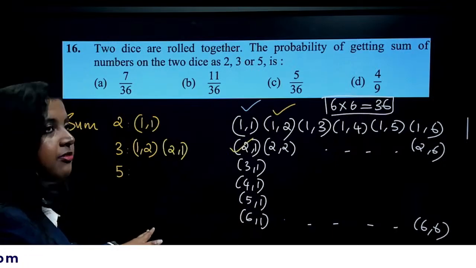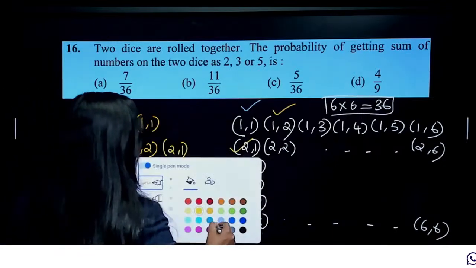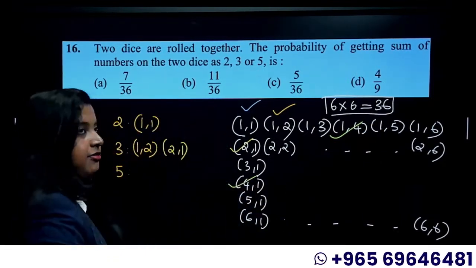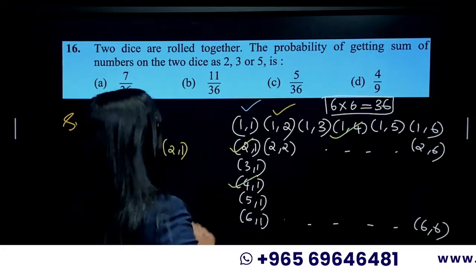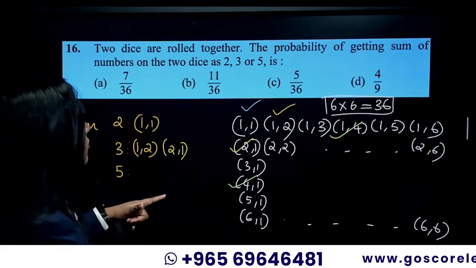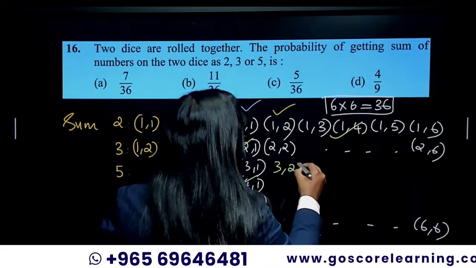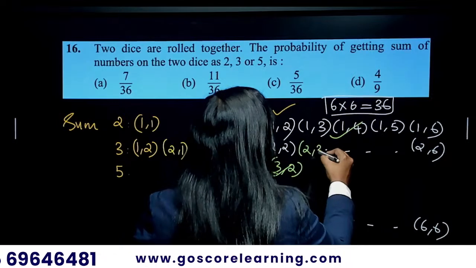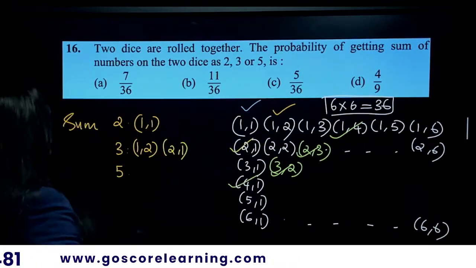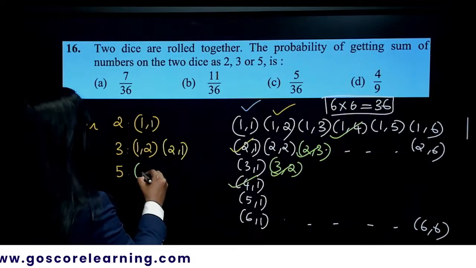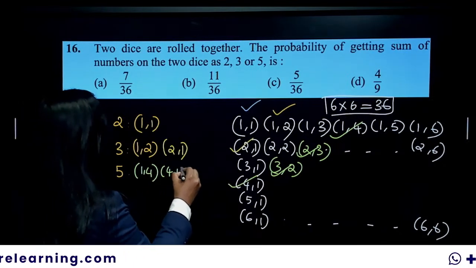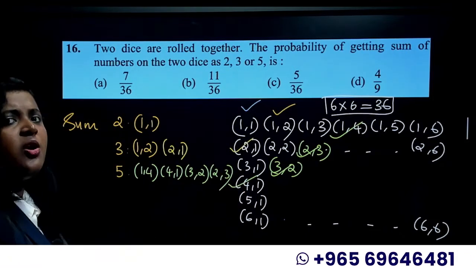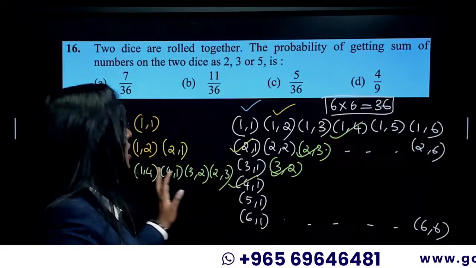Now what about 5? 1 plus 4 is equal to 5. Then 4 plus 1 is equal to 5. Then 2 plus 2 is not there. Then 3 plus something will give you 5. Yeah, 3 plus 2 is 5. And 2 plus 3 is also 5. So here we have 1 4, 4 1, 3 2 and 2 3. Any other possibilities? No, right? This is it.